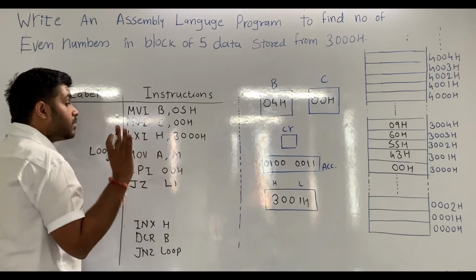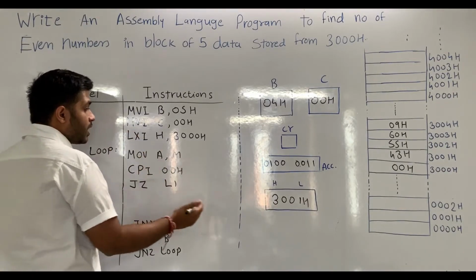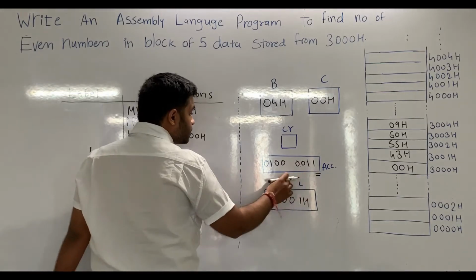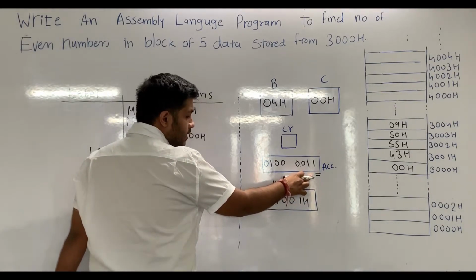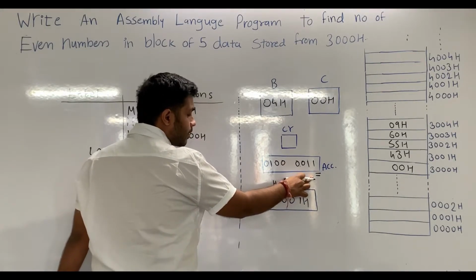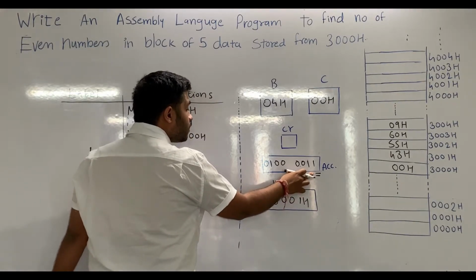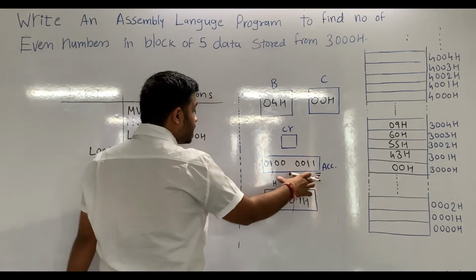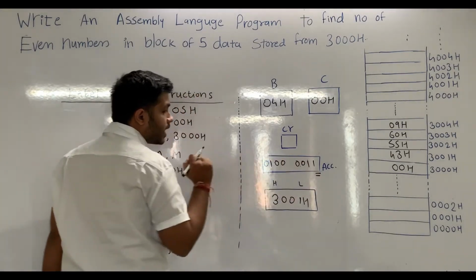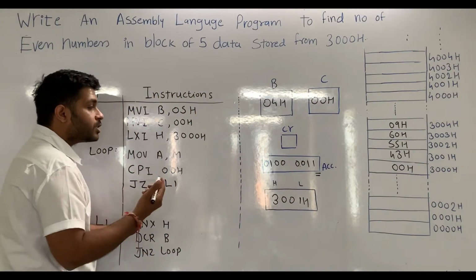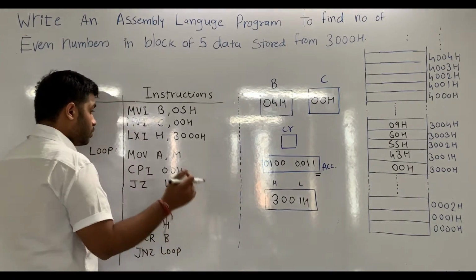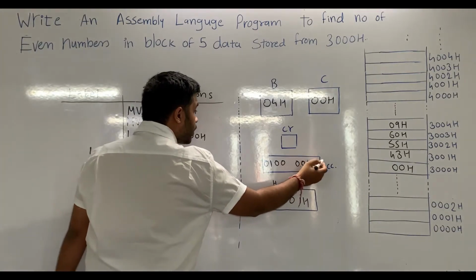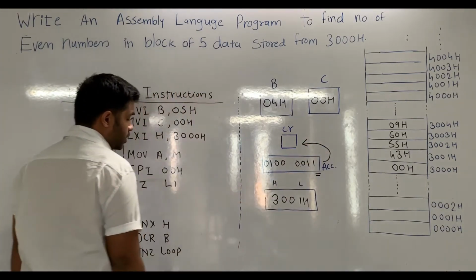Now, how to find whether the number is even or odd? To find that, we are going to check the LSB. If the value of the LSB is 1, in that case the number is odd. And if the value of the LSB is 0, it means the number is even. But we cannot directly check the LSB of the accumulator. We have to perform some operation on the accumulator. So to check the LSB of the accumulator, we are going to perform the right shift operation.